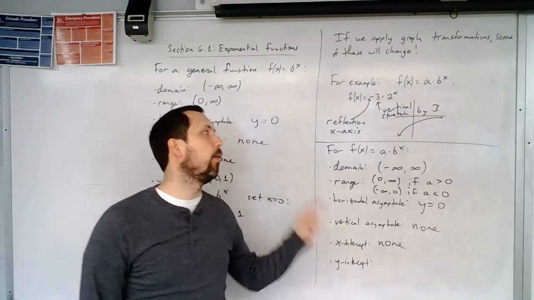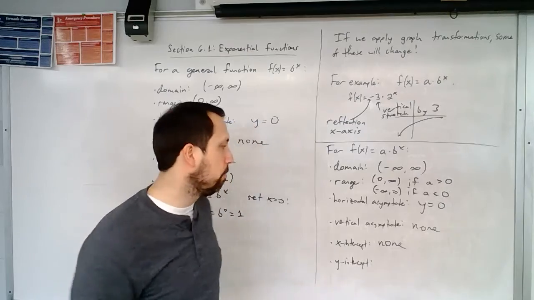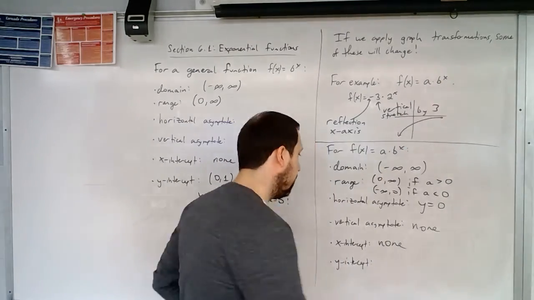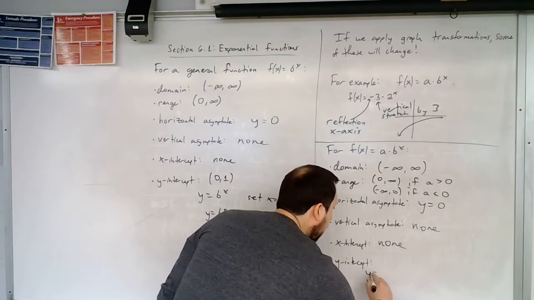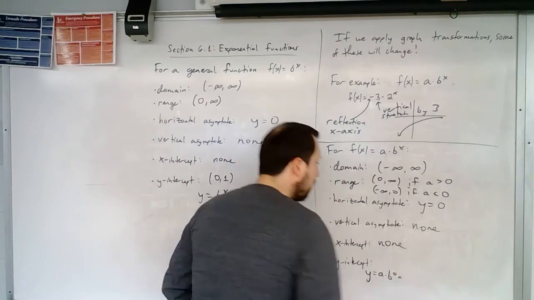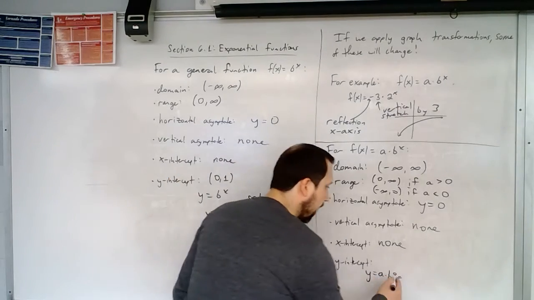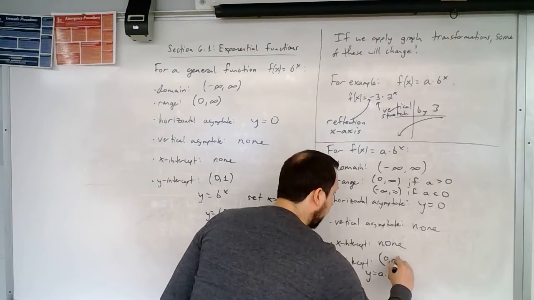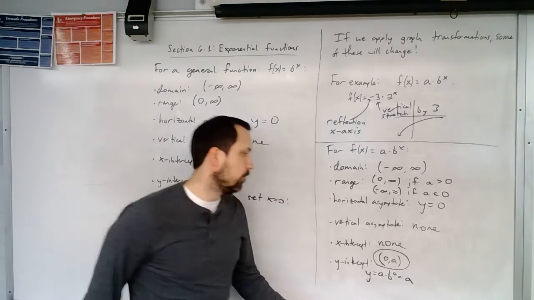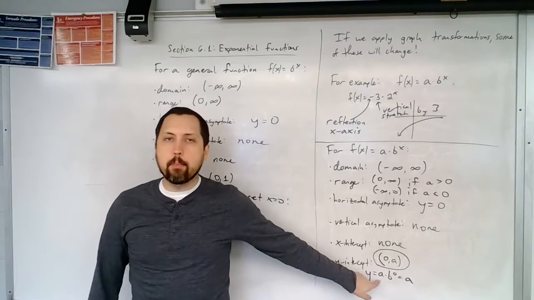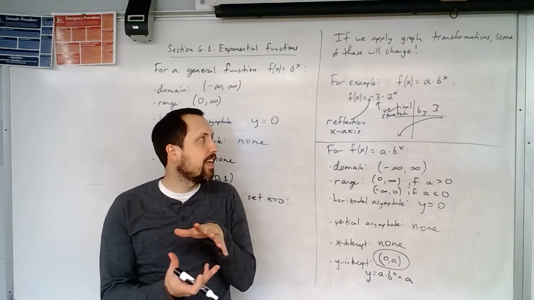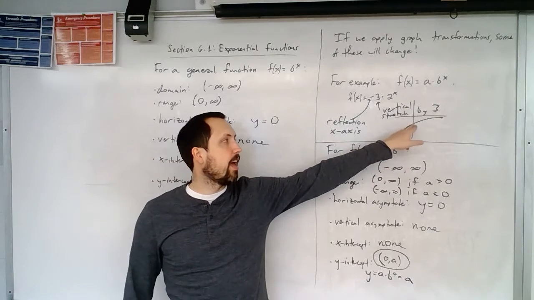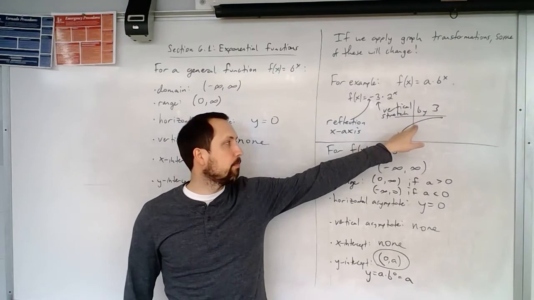My y-intercept, though, is definitely going to be different. If I plug in x equals 0, so y is equal to a times b to the 0, remember b to the 0 is just 1, so I have 1 times a, that's just a. So my y-intercept is going to be (0, a). This number that's vertically stretching the graph will indeed stretch where the y-intercept will be.